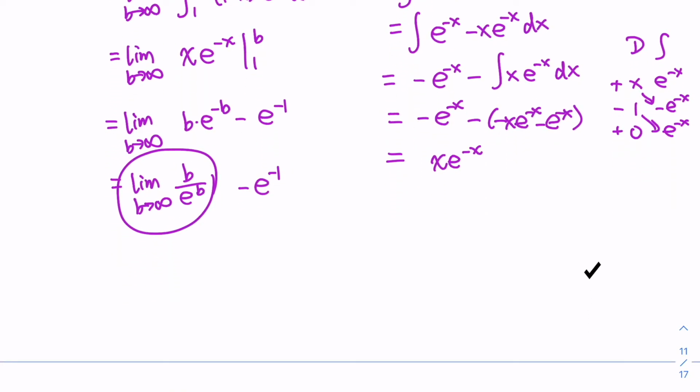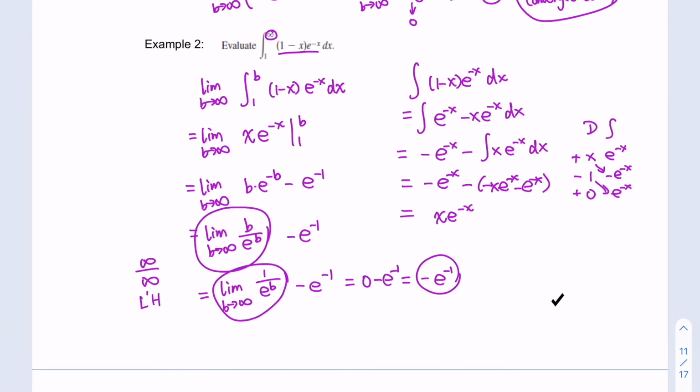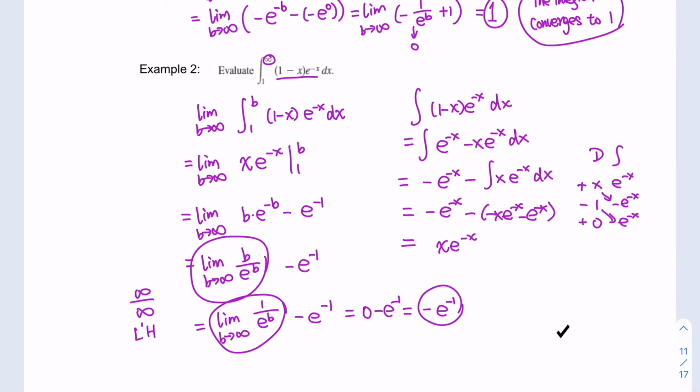As b goes to infinity, this is infinity over infinity. We can use L'Hopital's rule. So this will be limit b goes to infinity. We are taking the derivative with respect to b, 1 over e to the b minus e to the negative 1. This is a constant. So this one, as b goes to infinity, gives us 0. So the final answer, negative e to the negative 1. So the integral will converge.